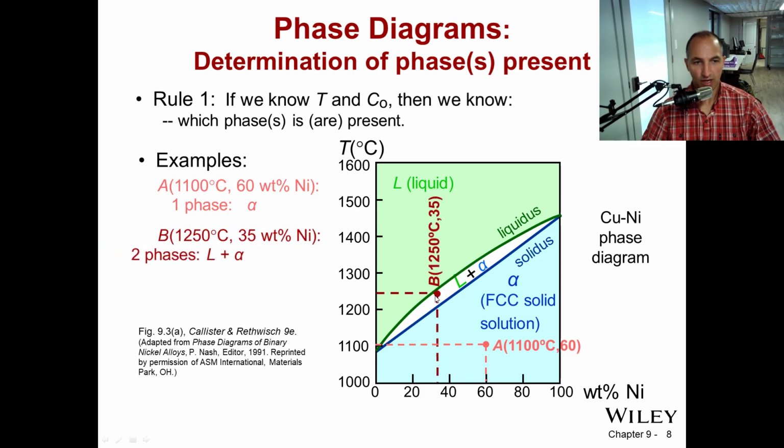Another random point I'm just pulling off is point B, which is at a higher temperature, 1,250 degrees C, and it has a weight percent nickel of 35%. And in this region here, we have two phases. We have liquid and alpha, because we're inside this little white area, and that is liquid plus alpha.